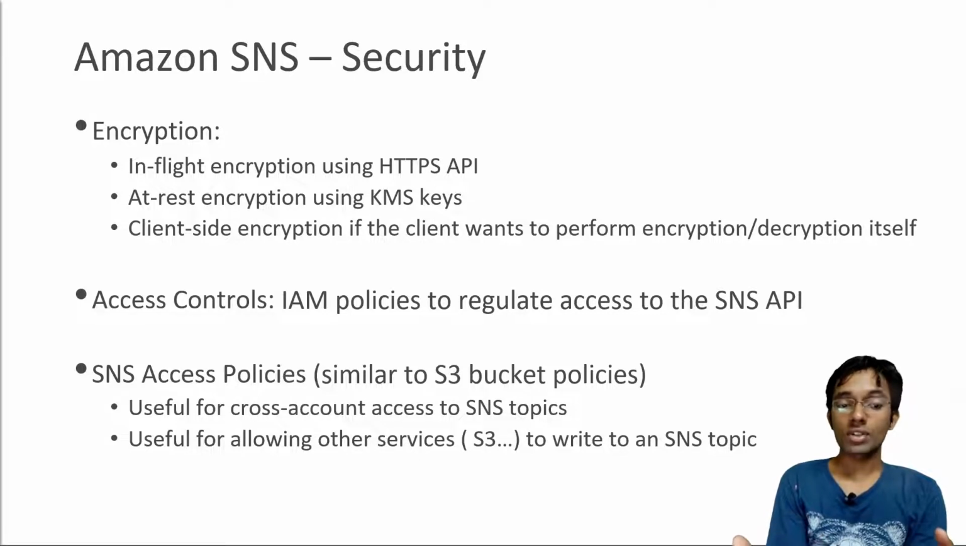In terms of access controls, IAM policies are going to be at the center of the security, because all the SNS APIs will be regulated by IAM policies. You can also define SNS access policies, which are very similar to S3 bucket policies, and they are very helpful when you want cross-account access to SNS topics, or to allow other services such as S3 events to write into your SNS topic.